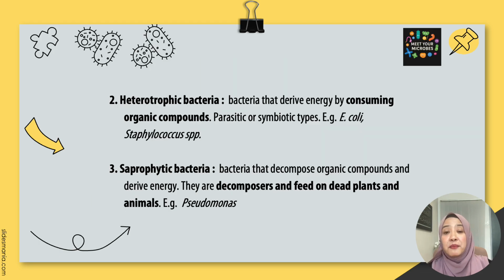Heterotrophic bacteria cannot make their own food like autotrophs. Instead, they derive energy by consuming organic matter from others. In this respect, this group of bacteria can be seen as parasitic or symbiotic in nature. Examples of heterotrophic bacteria include E. coli and Staphylococcus aureus. And lastly, there's a group of organisms known as saprophytic bacteria, and these are bacteria that decompose organic compounds, and from there they get their energy. So essentially they are decomposers, and they feed on dead and decaying matter either from plants or from animals to get their food, examples of which include Pseudomonas aeruginosa.